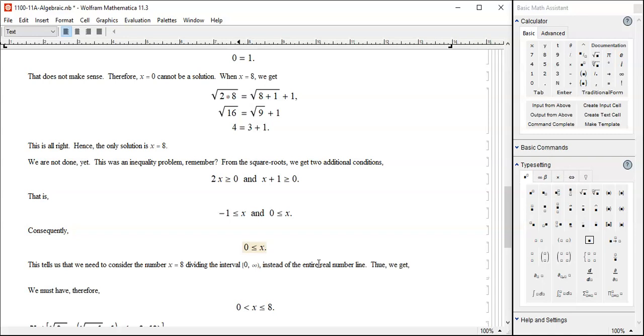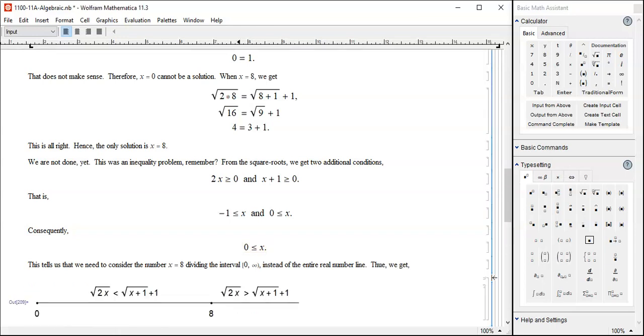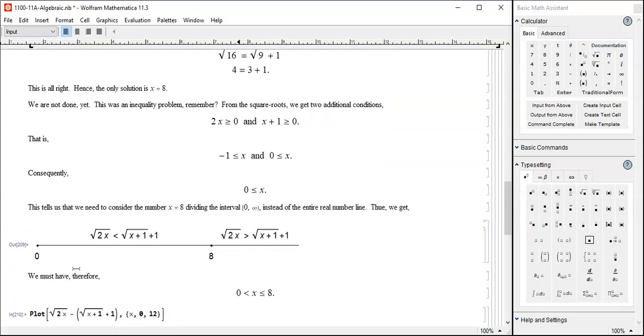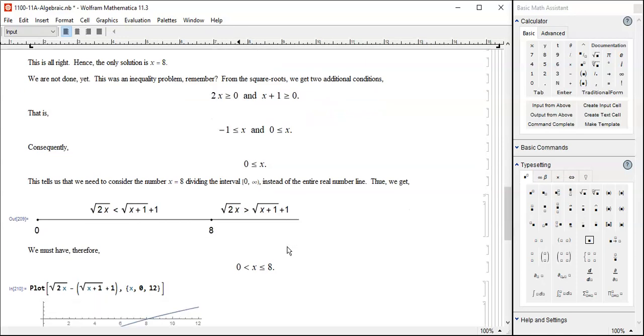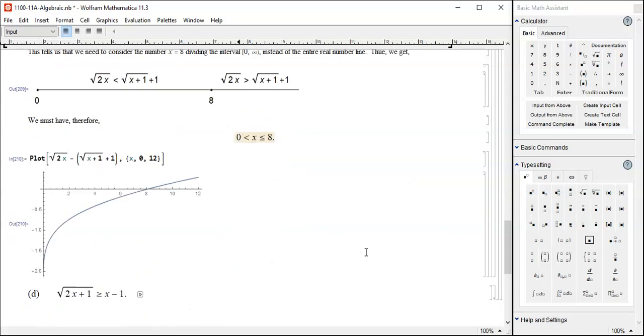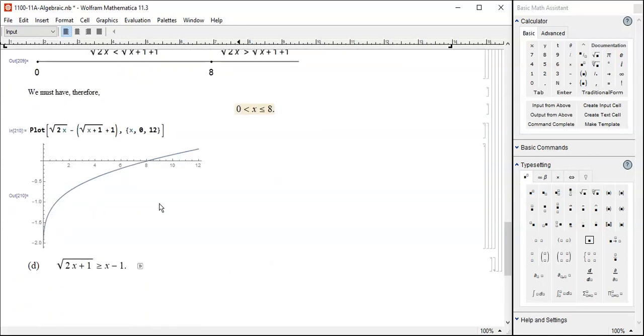So from here, I can divide at 8. From 0 to 8, 8 to infinity, we have two intervals. And then plug in a number, say 1 here, and do your computation. And plug in a number, say 9, and then do your computation. And then you're going to get the appropriate inequality. And this is the one you're looking for, so the answer is 0 to 8. You can cross-check with the graph.